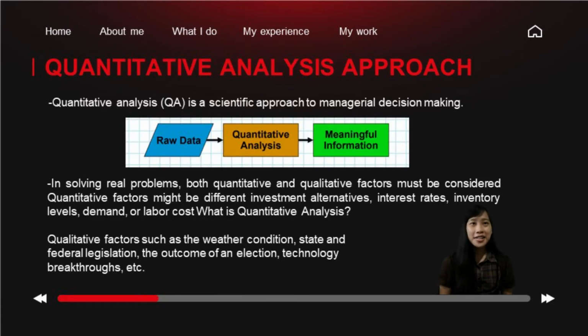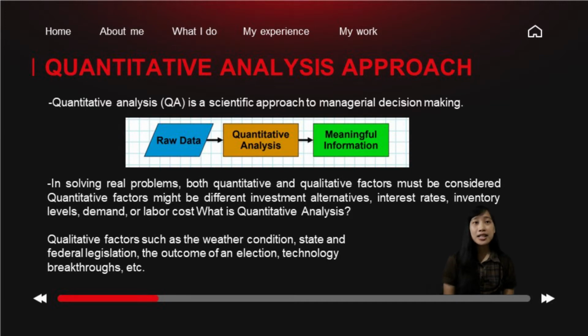Now, let's discuss the quantitative analysis approach. Quantitative analysis is a scientific approach to managerial decision making. As you can see in the illustration, quantitative analysis turns raw data into meaningful information. Raw data includes words that participants use, diagrams of environments, observations, documents, memos, transcripts, and pictures. Only information collected by the researcher before any analysis has been conducted is considered raw data.